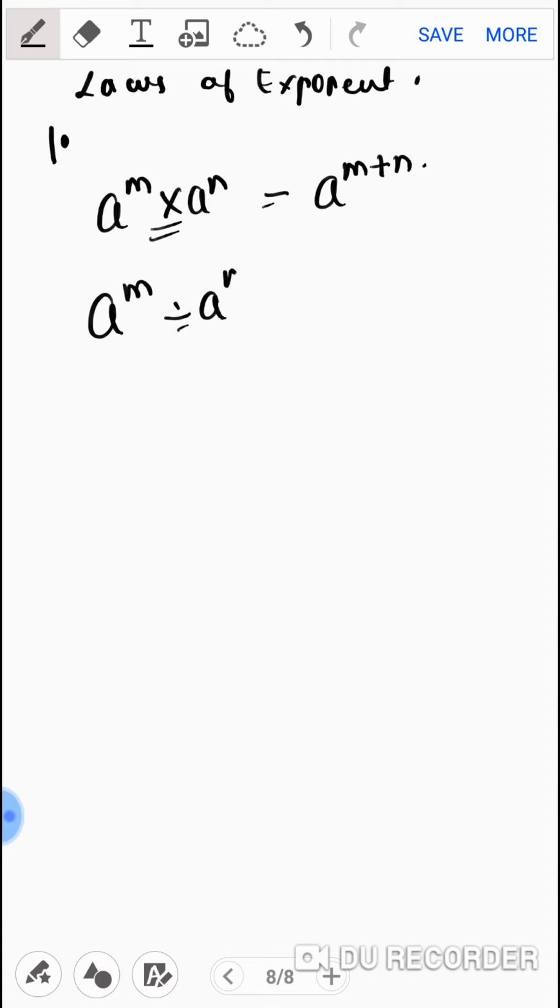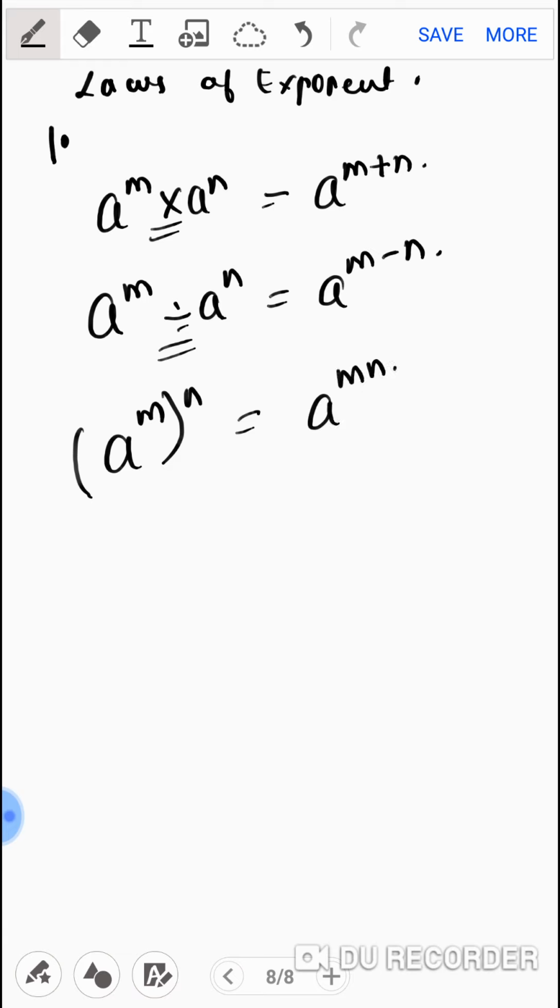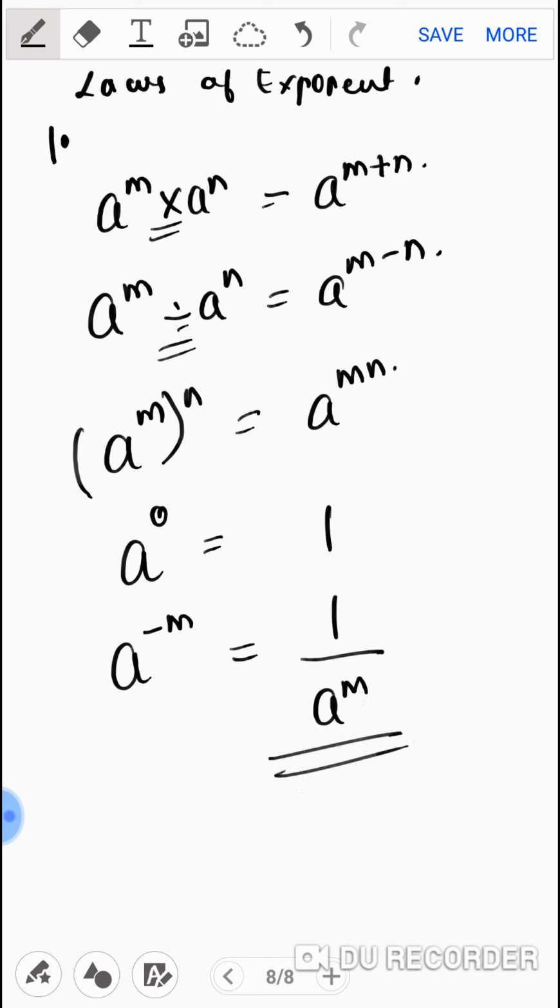First we have done a raised to m, a raised to n. In between is multiplication, that means a raised to m plus n. a raised to m divided by a raised to n, in between is division, that means a raised to m minus n. Next is a raised to m bracket n, so that bracket tells us it is a raised to m into n, so mn. If I have a raised to 0, my answer will be 1. If I have a raised to minus m, my answer will be 1 upon a raised to m. Clear? Shall we start?